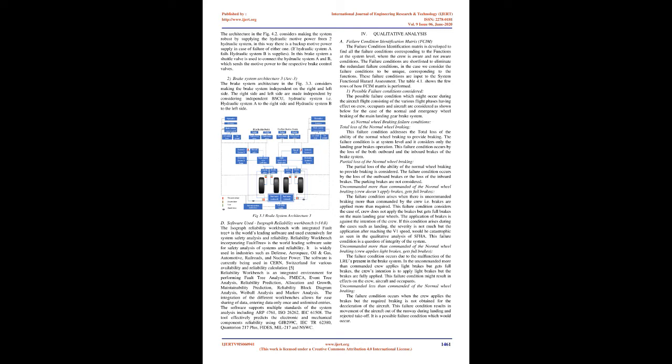B. Brake System Architecture 3, Arc 3. The brake system architecture in Fig 3.3 considers making the brake system independent on the right and left side. The right side and left side are made independent by considering independent BSCU and hydraulic system, i.e. hydraulic system A to the right side and hydraulic system B to the left side.